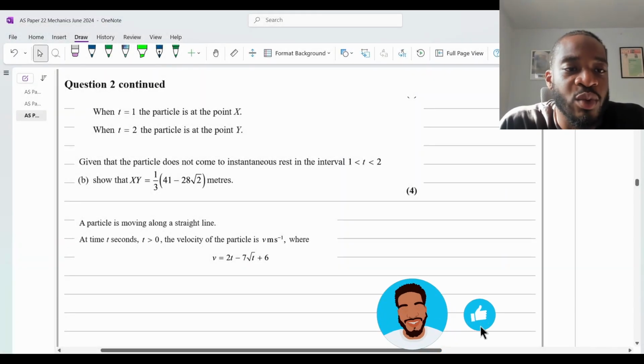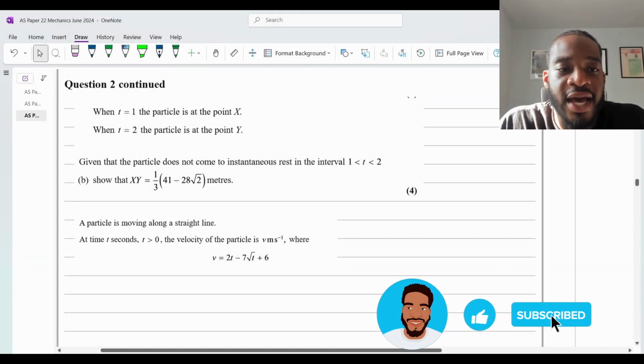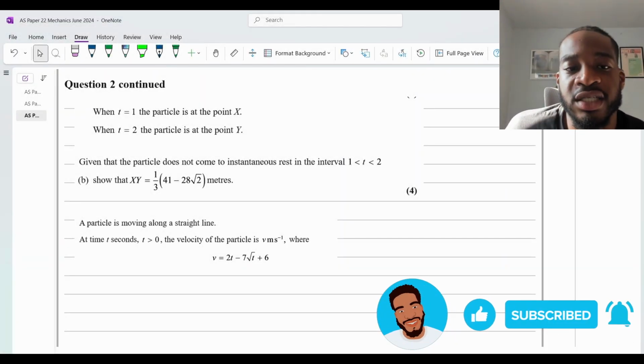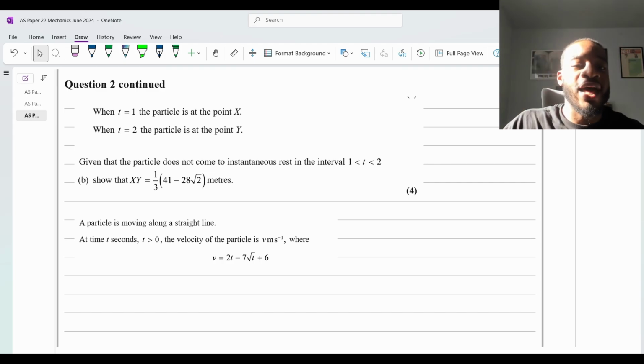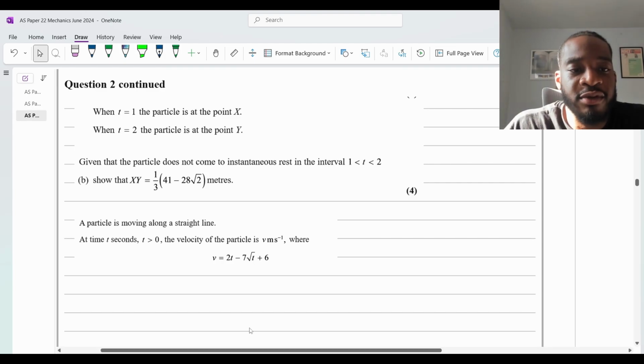Okay, so part B says when t is equal to 1, the particle is at the point x. When t is equal to 2, the particle is at the point y. Given that the particle does not come to instantaneous rest in the interval between 1 and 2, show that xy is equal to a third times 41 minus 28 root 2 meters for 4 marks.